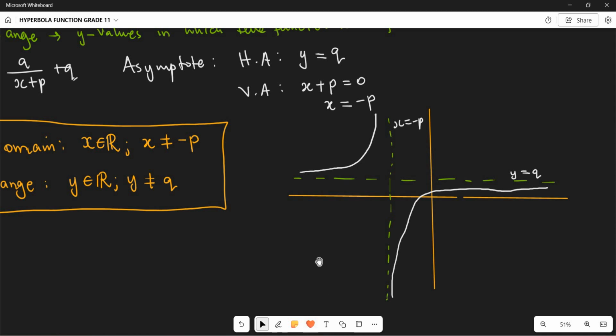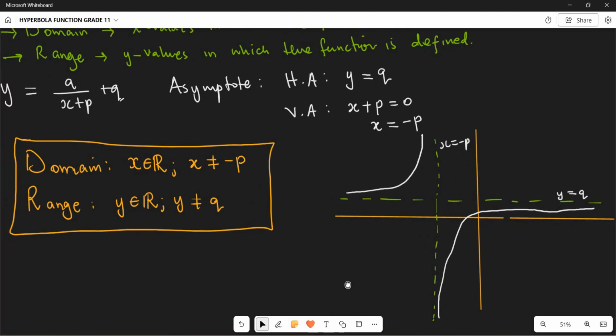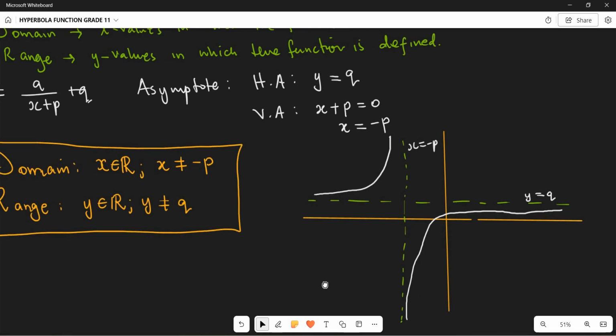Okay. Now, having touched on the domain, if the p-value is not given, that means you know that your p-value is 0. If the q-value is not given, you must know that your q-value is 0.